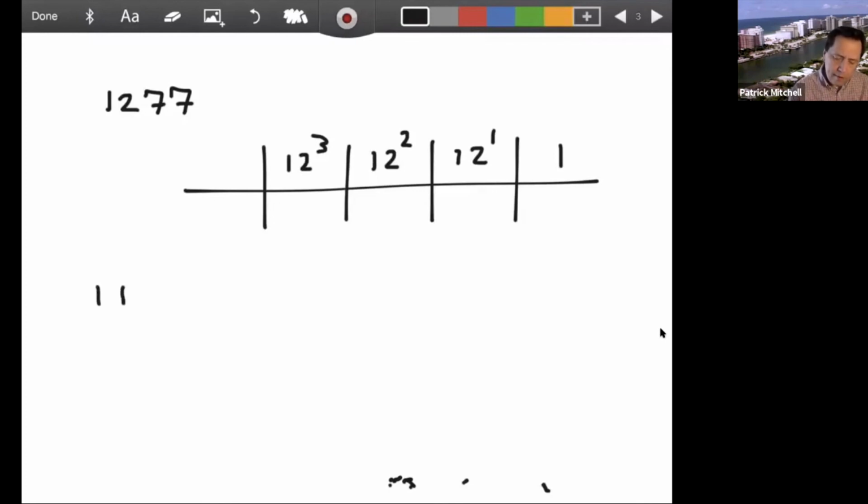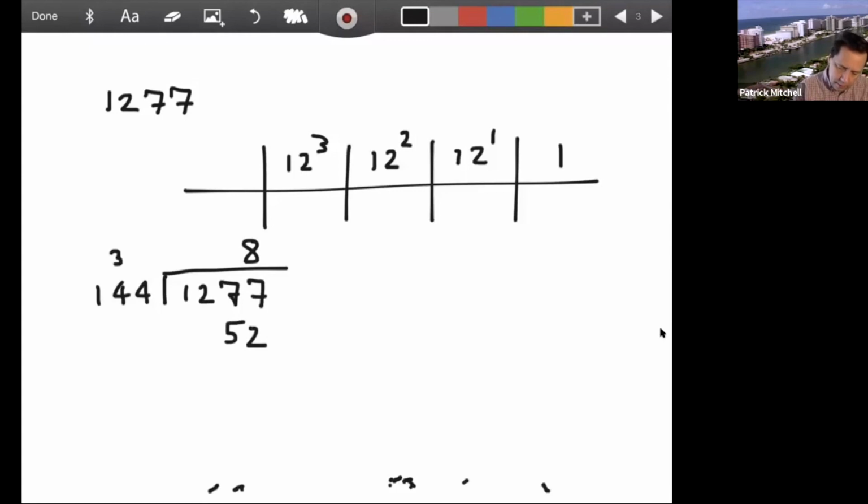So the first thing I want to know is how many times does 144 go into 1,277? The answer is 8. And let's see, 8 times 144, that would be a 2, carry the 3, 5, carry another 3, that would be 1,152. And then the remainder is going to be the next number that I divide 12 into. So I do need that remainder. That remainder is 125. So I know I'm going to put an 8 under here.